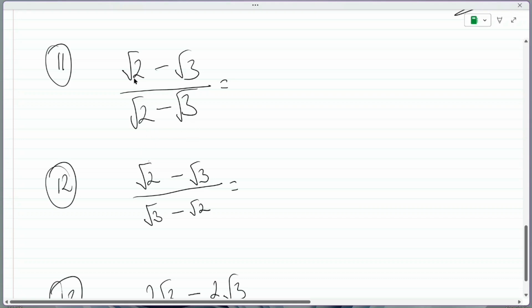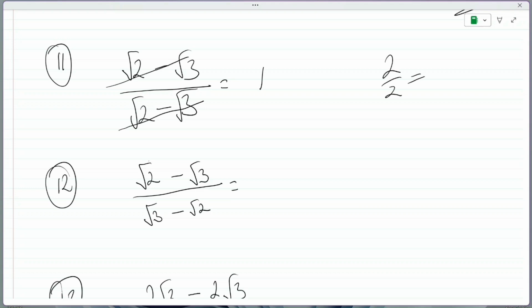Question 11. Root 2 minus root 3 over root 2 minus root 3. Taking a look at this, the root 2s are in front, the root 3s are behind. They both have negatives. If they are exactly the same, you can cancel out. You can say this cancels this. Your answer is 1. It's like saying 2 over 2. 2 over 2 is 1, 3 over 3 is 1, and so on. So if they are exactly the same, you can cancel them out and their result is 1.